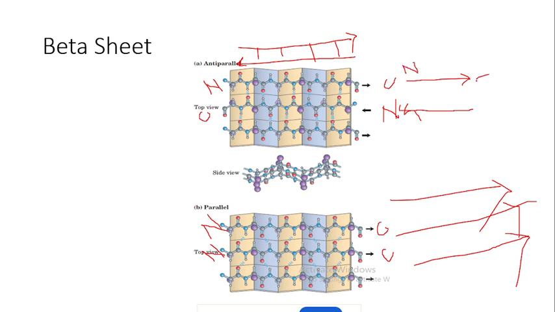This is N, this is C. This is C. Very good. Okay, so that's why this is anti-parallel. But for the parallel case, all of the arrows are in the same direction, left to right. NC, NC, NC. Okay.